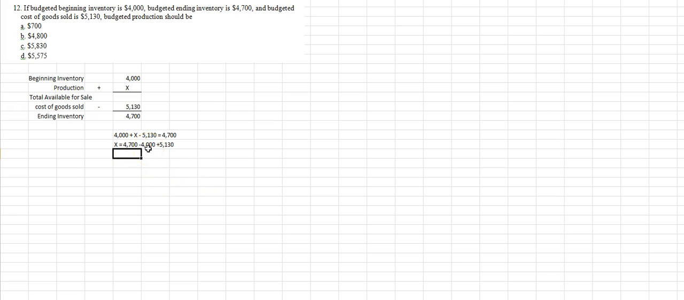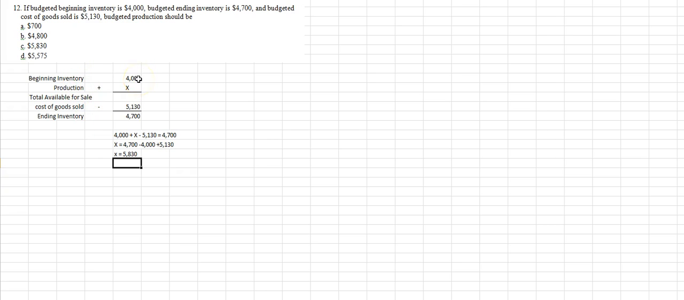4,700 minus 4,000 is going to be 700, right? Plus 5,130 is going to be 5,830. So X equals 5,830. Okay? 5,830 should be your answer there. It took me a while to get that answer. Anybody that knows a little bit of algebra and knows this very simple concept here, it's quite obvious.